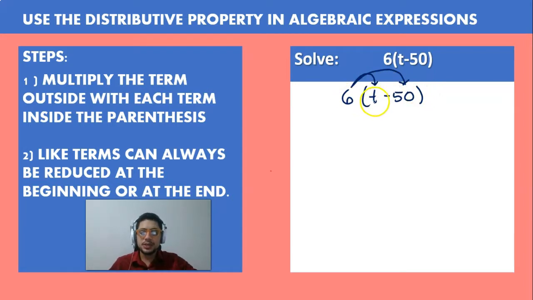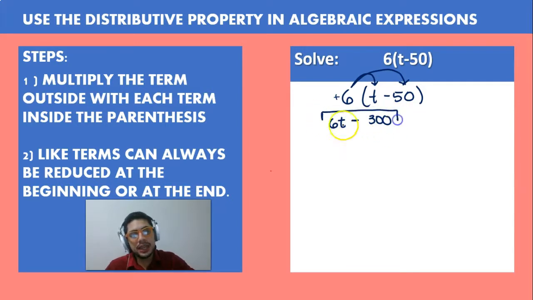So 6 times t, right, is the same thing as writing 6 and the variable. So 6t, right? Now 6 times minus 50, you have to remember that this is positive. So plus times negative is negative. And 6 times 50 is going to be 300. So the answer there is 6t minus 300. And since t and this number cannot be reduced, we're going to leave it like that.